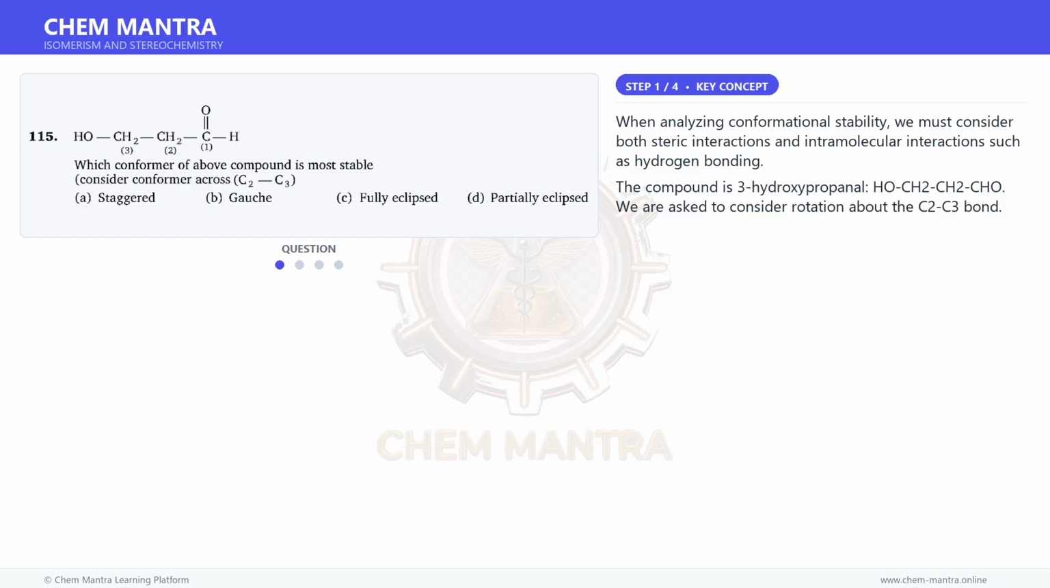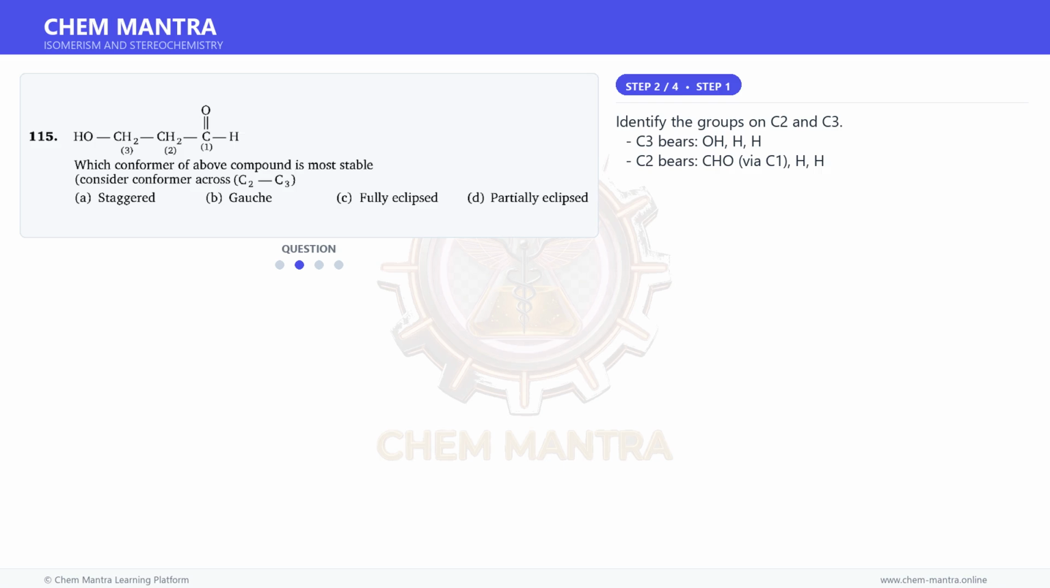The compound is 3-hydroxypropanol, OCH2CH2CHO. We are asked to consider rotation about the C2-C3 bond. Moving on to the next step. Identify the groups on C2 and C3. C3 bears OH, C2 bears CHO via C1, H.